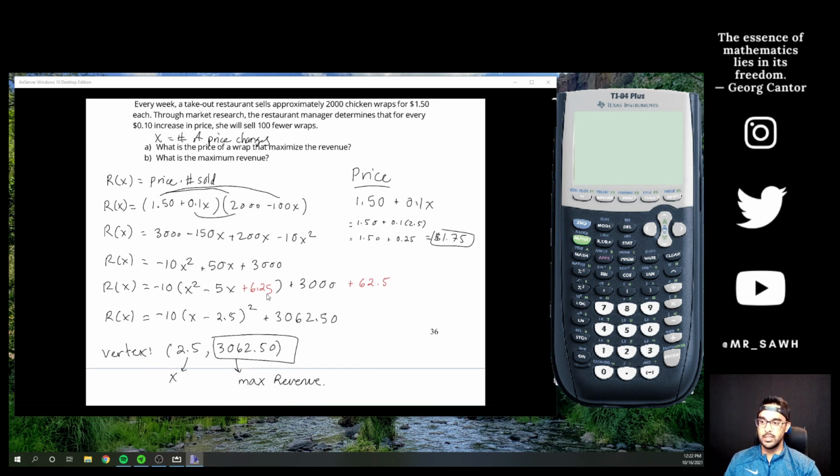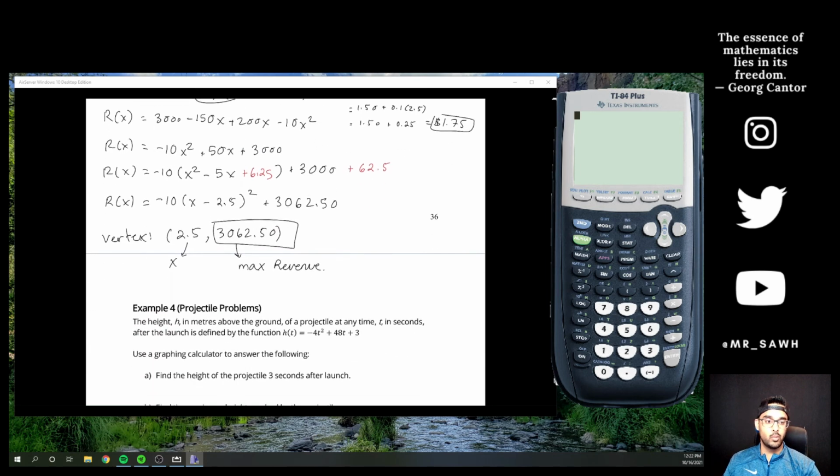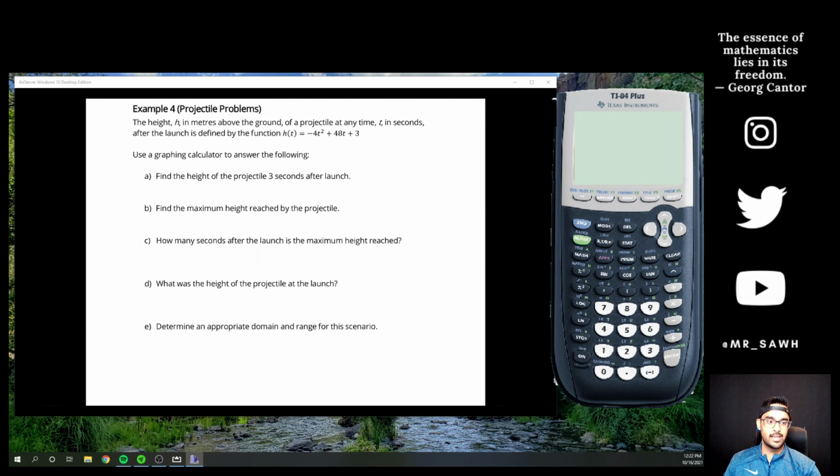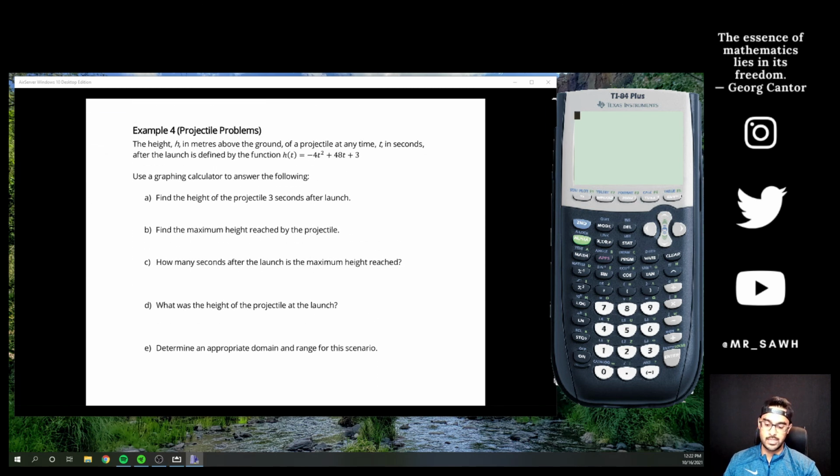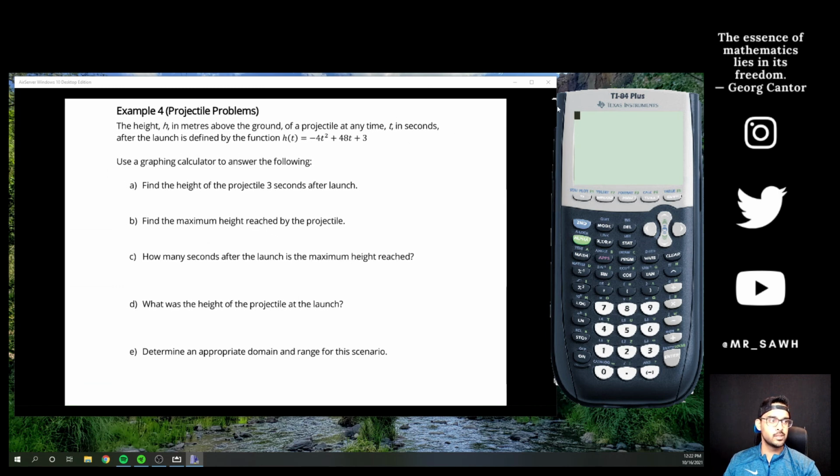So this exact same question, set up your revenue in terms of price and the number of things you sell, complete the square, find the vertex, actually answer the question. Very, very similar. The one last thing we've got to talk about, the last type here, is a projectile question. So imagine something gets thrown or kicked. Soccer ball, football, you just throw a ball in the air, whatever. The height is given to you in terms of seconds by this equation, negative 4t squared plus 48t plus 3.